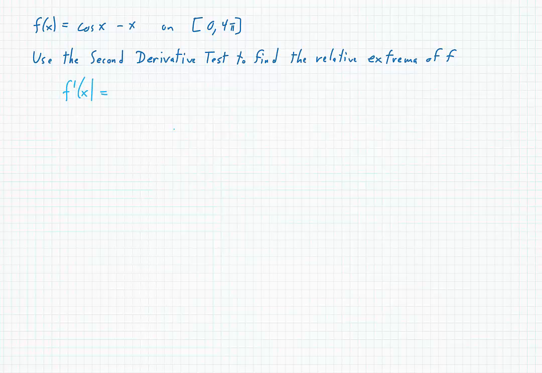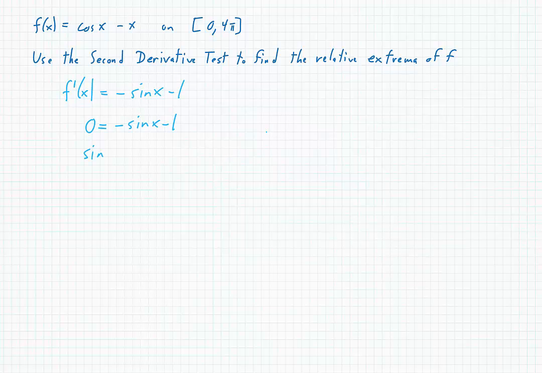The first derivative, f prime of x, is going to be equal to minus sine x minus 1. Now cosine of x minus x, the domain is going to be all real numbers. Minus sine x minus 1 is going to be defined everywhere, so that says the original function is differentiable everywhere. So the only critical numbers we're going to find are when the first derivative is 0.